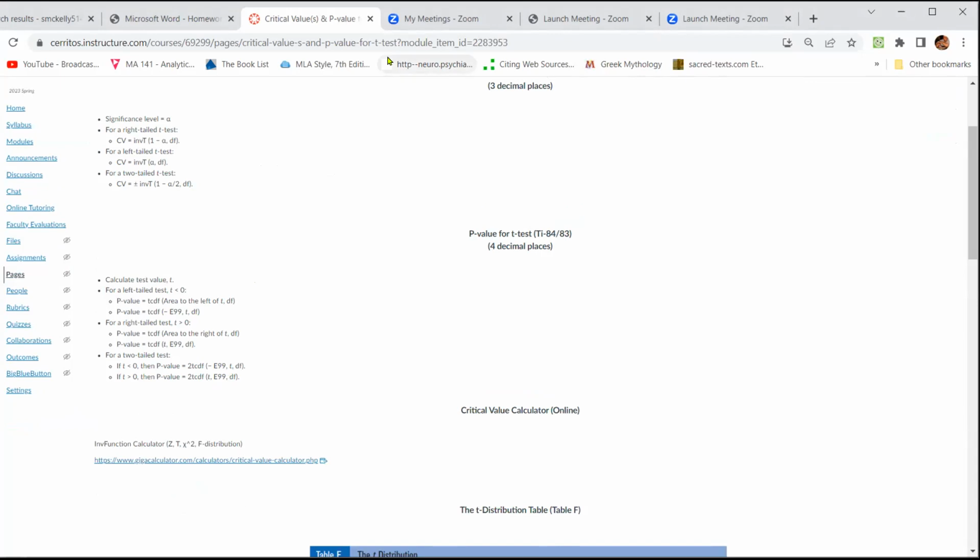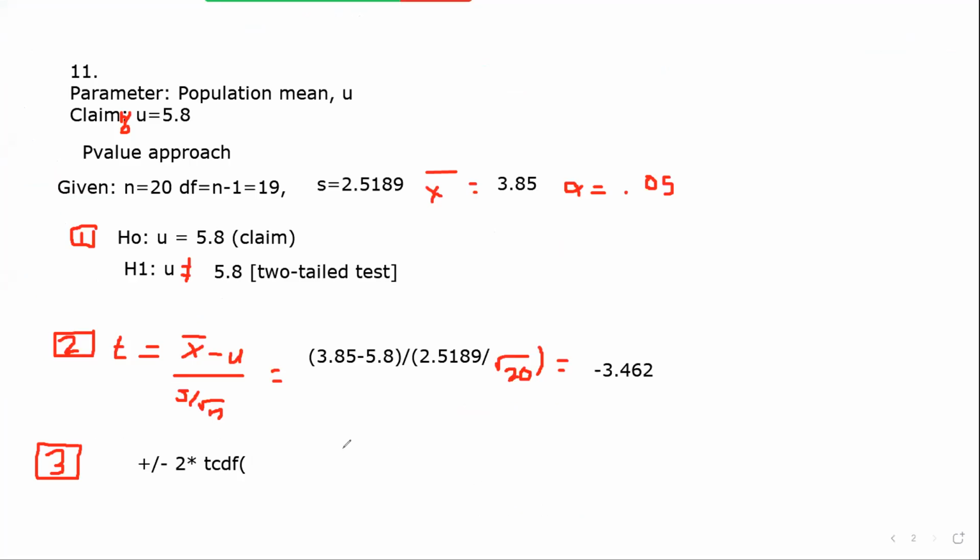So here you get this. You have TCDF from negative infinity, so I'm going to write negative E99 to my T, which is negative 3.462. And remember, I need my degree of freedom. So my degree of freedom is 19.